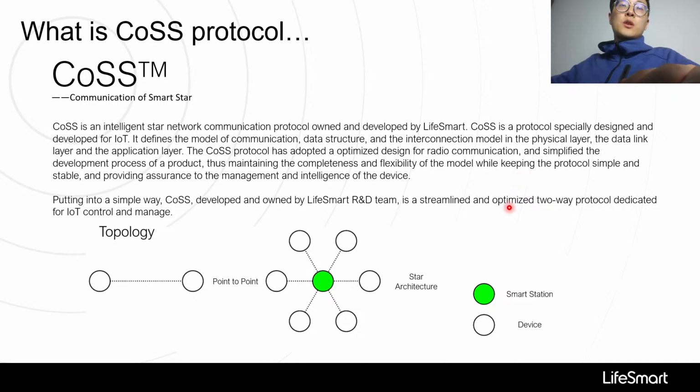So what is COS protocol? Putting it in a simple way, COS, C-O-S-S, which stands for Communication of Smart Star, is developed and owned by LifeSmart R&D team, and it is a streamlined and optimized two-way protocol dedicated for IoT control and management. As you can see here, the white circle is device and the green circle is smart station. They use point-to-point connections, so each device talks to the smart station directly. So it is a star architecture.